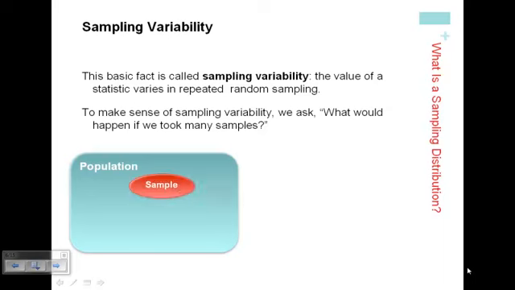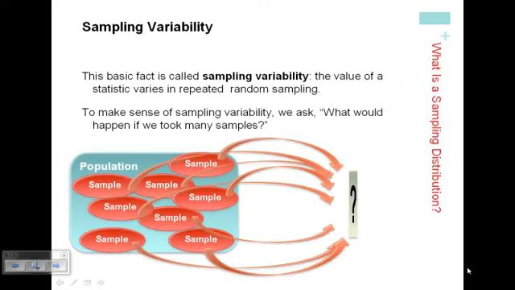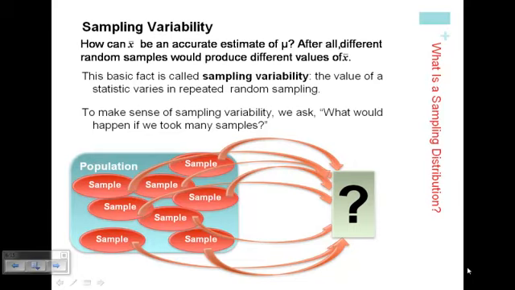Well, again, what happens if we do not one sample, but sample, sample, sample, sample, sample? Now, typically in real life, you don't do this. But we use this as a metaphor to try to wrap our heads around what would happen if we did. If we took multiple samples of the same size out of the population and then looked at the statistic from each of those samples, what would we get?